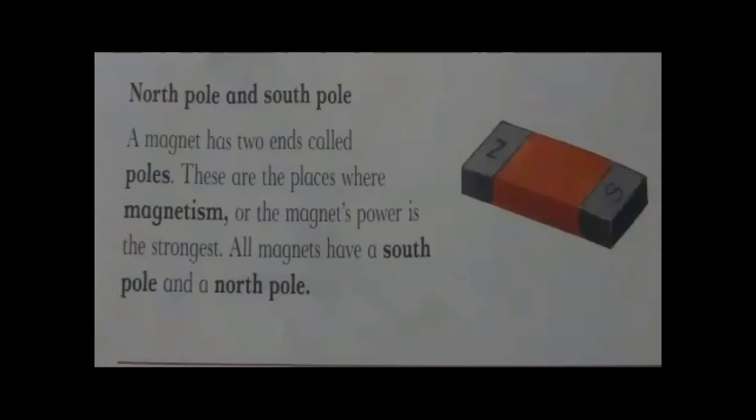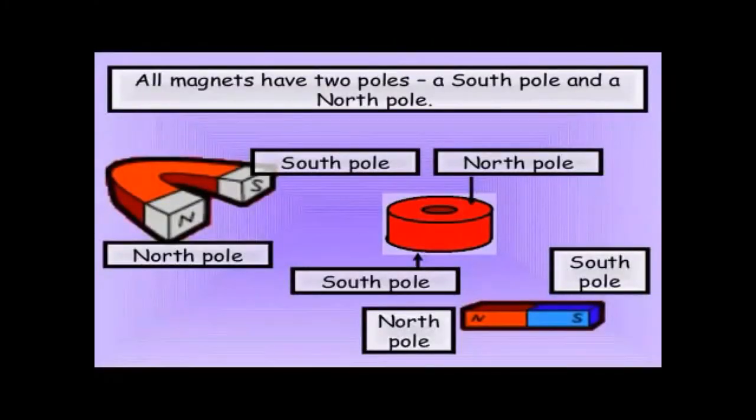Okay, student. All magnets have two poles, a south pole and a north pole. You can see the picture on your screen. This N shows the north pole, S shows the south pole. In this shape of magnet, the upper side is the north pole and the lower side is the south pole. This is a bar magnet. The red end shows the north pole and the blue end shows the south pole. So this is about the south pole and the north pole. All magnets have two poles. Have you got it?